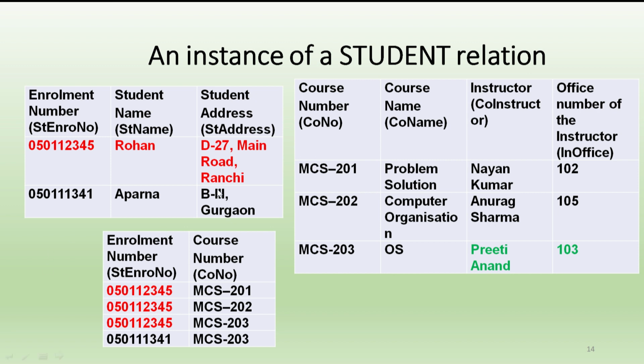Now look into one particular thing. If I want to produce the original data, I will be joining this table with this table and this table with this table. These two tables will be joined on enrollment number. These two tables will be joined on the course code. So what you will get: 001 Rohan, the address, then MCS 201 problem solution Nayan Kumar 102, which was the original tuple.